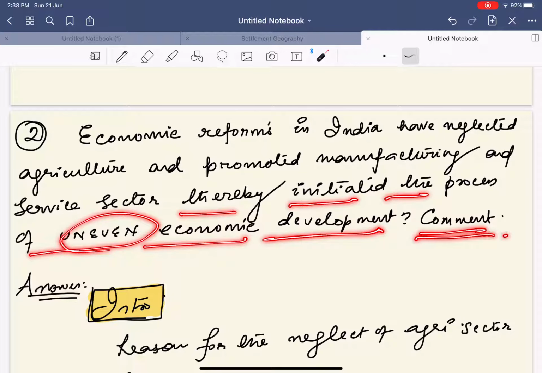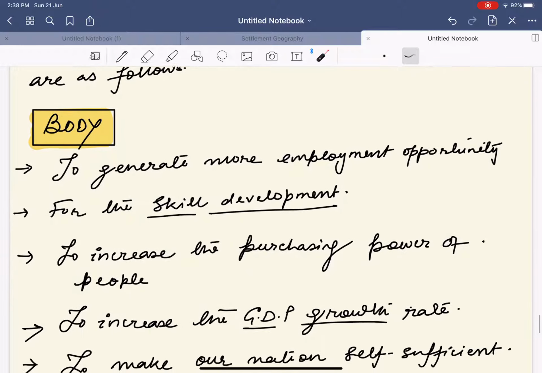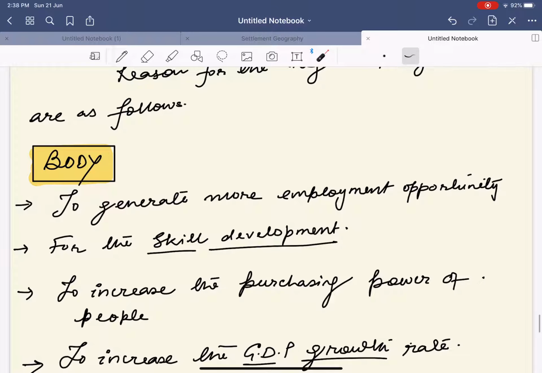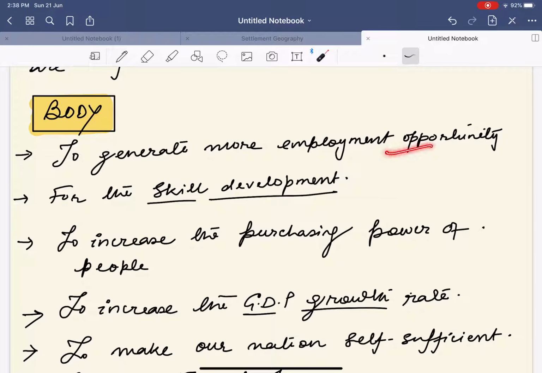Comment. See, in the intro, first of all, we need to write the reason for the neglect of the agriculture sector. What are the reasons? First of all, to generate more employment opportunity, the government focused on the service sector as well as the manufacturing sector to increase the purchasing power of the people, because in the agriculture sector the purchasing power of the people was limited, hence the focus on manufacturing and service.